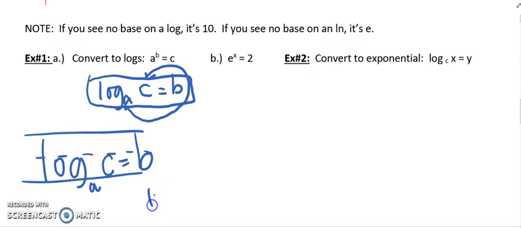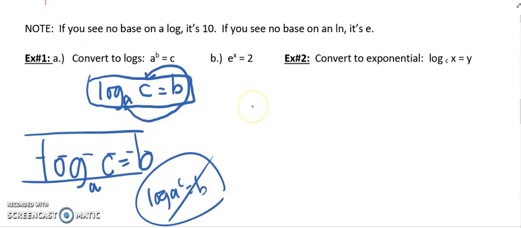If you write this, you will get it wrong. What is that? That's log base 10, a to the c equals b. That's different than this. So on this one we have an e. If you have an e, just use natural log.